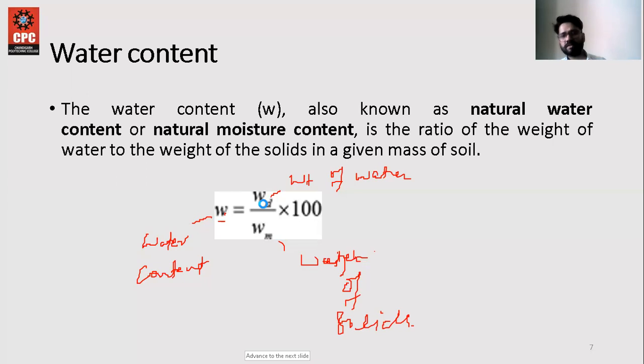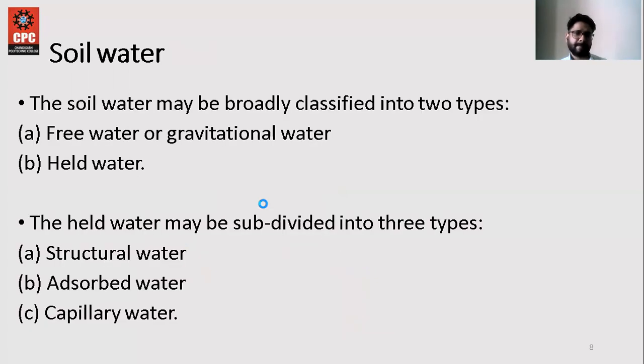There are different methods for calculating the water content. The oven drying method is the most used method, and there are other methods like the sand bath method, alcohol method, infrared lamp torsion balance method, and also the calcium carbide method. All these methods can be used to determine the water content.